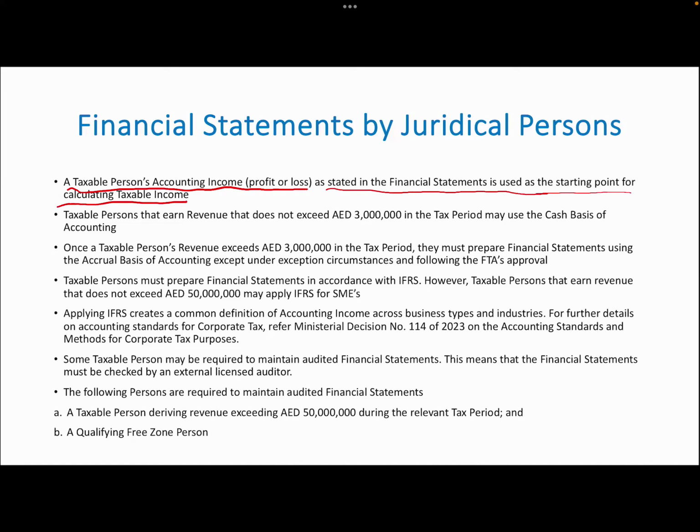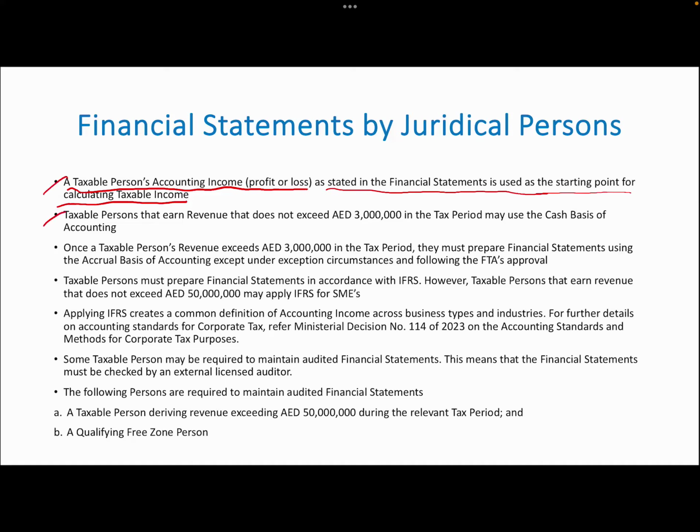Now, the starting point in order to calculate your corporate tax is your net income. Remember that net income does not necessarily become your final amount in order to calculate your corporate tax paid. No, there'll be a lot of adjustments, plus and minus. That's why we have a lot of articles over here under the corporate tax regime.